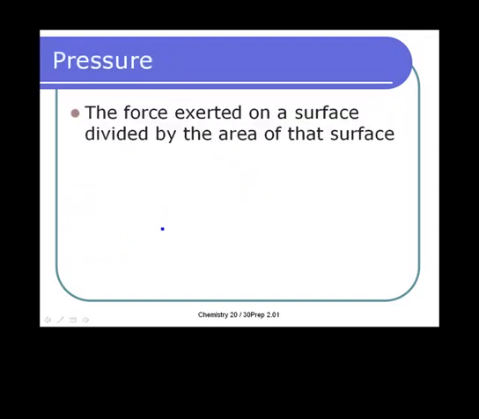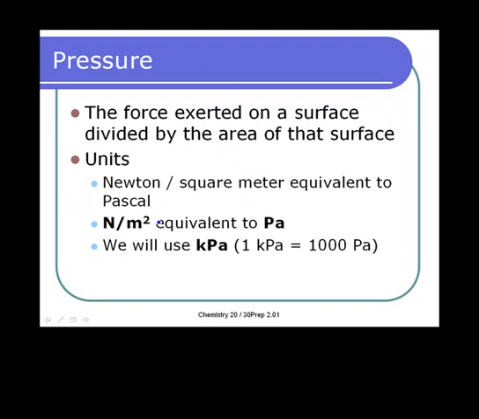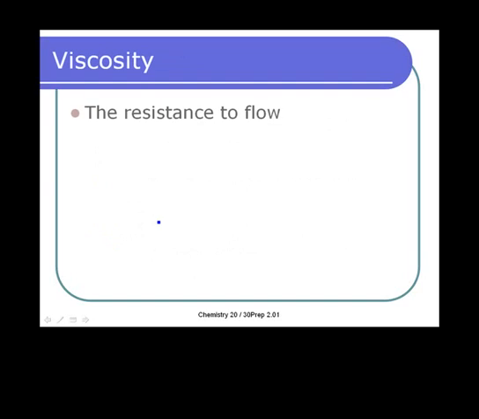So, pressure is another quantity that we're going to be measuring, and it's the force exerted on a surface divided by the area of that surface. In terms of units, force is measured in newtons, over square meters, which is equivalent to a Pascal. So a Newton per meter squared is equivalent to a Pascal. Generally speaking, we'll be using kilopascals. 1 kilopascal is equal to 1,000 pascals.